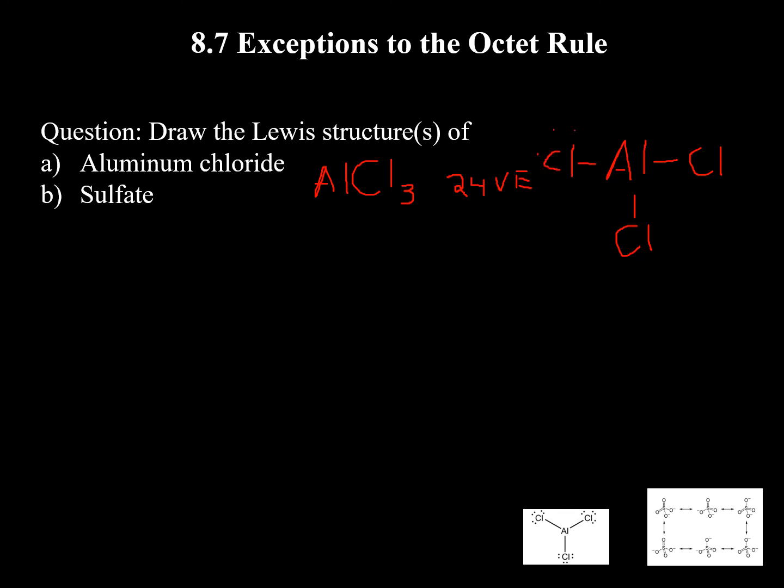1, 2, 3, 4, 5, 6, 7, 8, 9, 10, 11, 12. Let's go to the right. 13, 14, 15, 16, 17, 18. And then the bonds, 19, 20, 21, 22, 23, 24. So it's 24 valence electrons. The chlorines have 8. The aluminum only has 6. If we did the formal charge on each element, we get formal charges of 0, 0, 0, and 0.